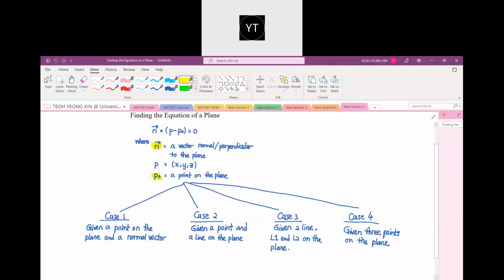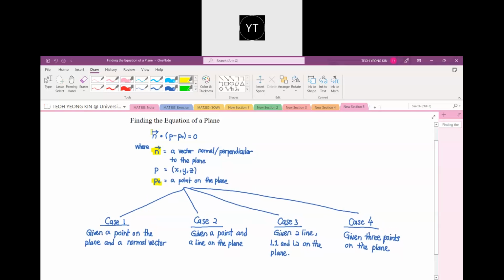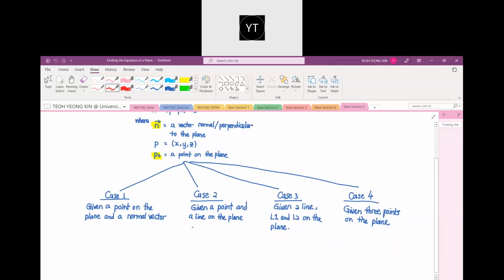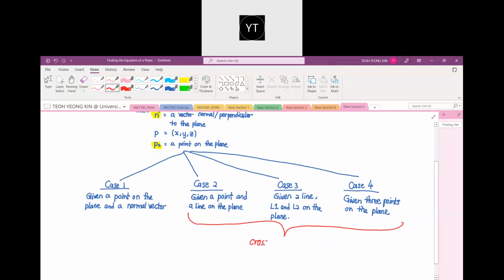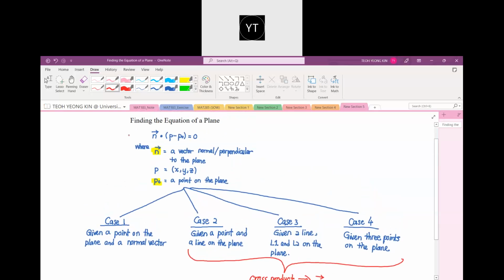You can see that in order to find the equation of the plane, we need the normal vector. Except for case number 1, in the second, third, and fourth scenarios we need to find the normal vector, and normally we use the cross product to find it. So in the next video, I will show you case by case. That's it for this video.